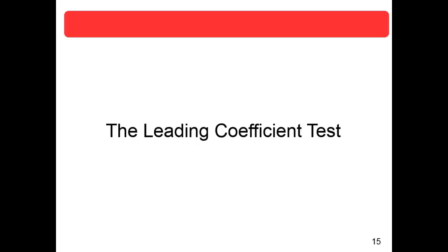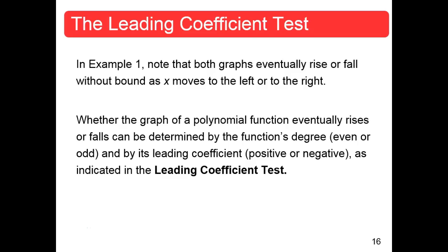I like to call it the leading term test, because the leading term tells you a lot more than just the leading coefficient. I don't know why they say coefficient, but okay. In example 1 that we just did, both graphs eventually, the first one was like this. It rose to infinity and fell to infinity. The second one rose to infinity in both directions. So both graphs eventually rise or fall without bound as x moves to the left or the right. Okay? That is characteristic of polynomial functions.